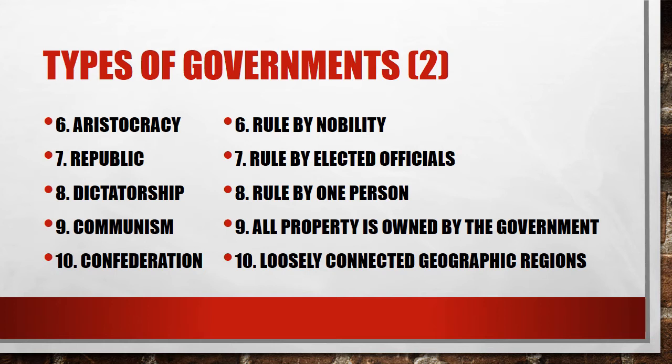Number 9 is communism. Now, communism is a government where all property is owned by the government and then given out. So there's no private property. You as a person could not own anything. What would happen is all the things that are made in the entire country go up to the government, and then they decide who needs what.